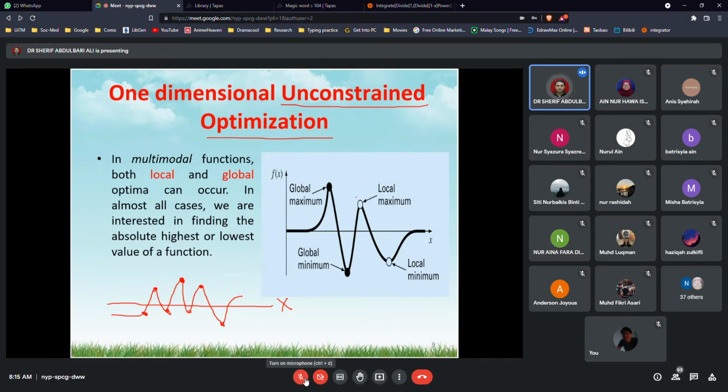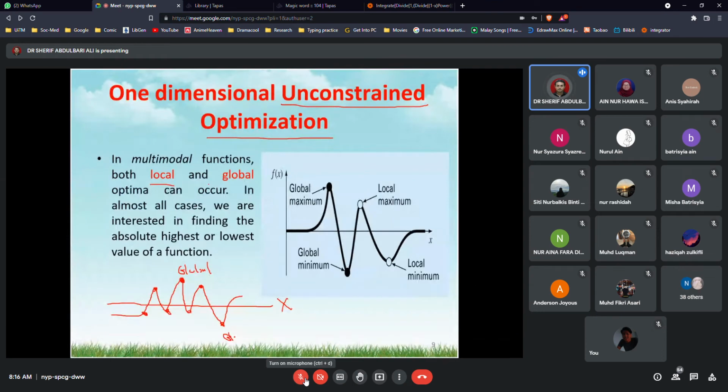So what's the difference between local and global? The highest peak, this is what we call the global. Same goes in here. This is considered global. So why are we saying there will be a local? Because sometimes you have a function in this form, there will be multiple peaks. We call these local peaks.